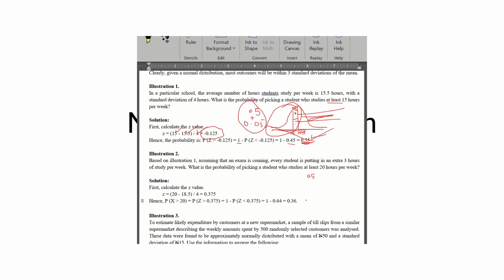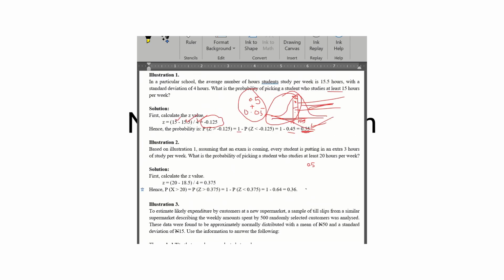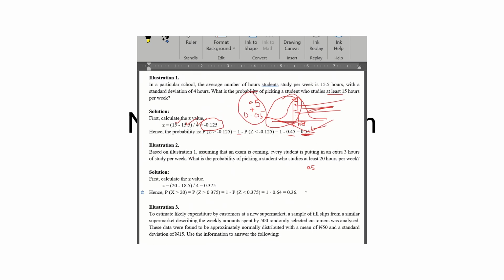So that is it. The second question is still based on this first question. Based on the illustration 1, assuming that an exam is coming, every student is putting in an extra 3 hours of study per week. What is the probability of picking a student who studies at least 20 hours per week? Here, we are going to have a shift. Before, the mean was 15.5. If everyone adds 3, then the 15.5 will become 18.5. So that's why we have 18.5 as the mean now.